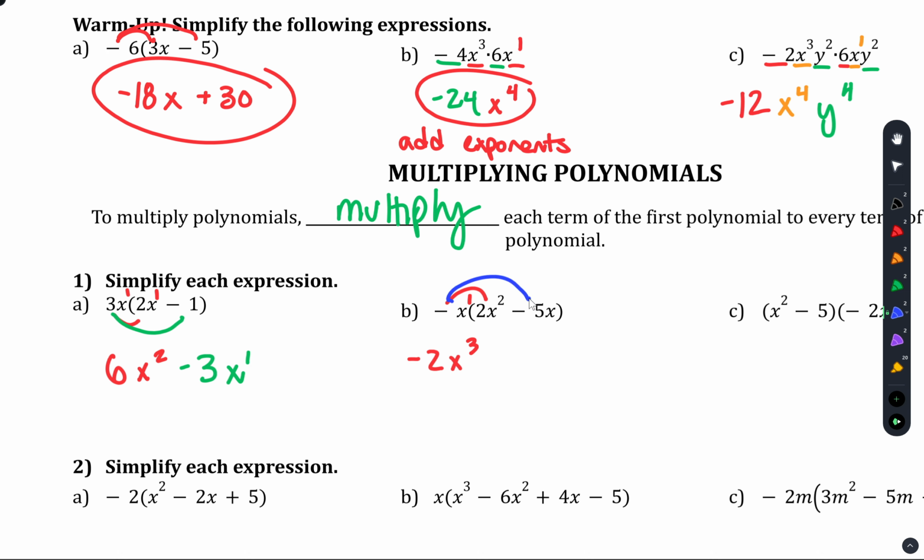Then negative x times negative 5x. So the negative and the negative 5 become a positive 5. X to the first and x to the first become x to the second. Questions on that?